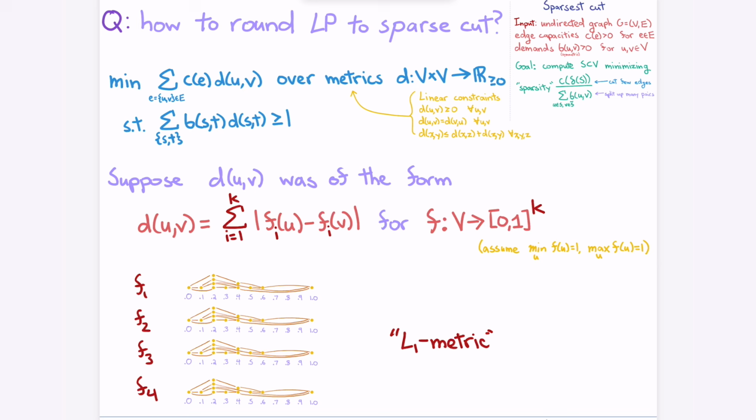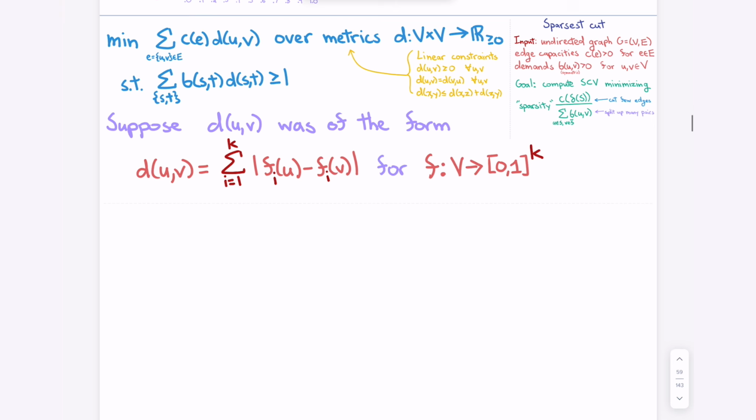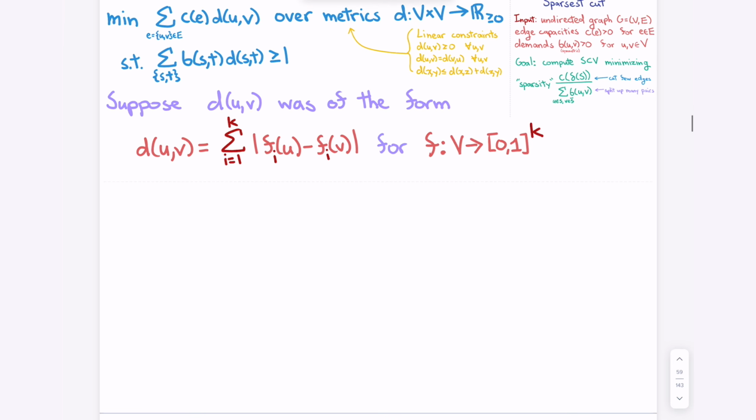Okay. Now suppose your metric was an L1 metric. Then what could you do? Put each one separately. I think ultimately that may be what we do. Okay. So let's think of it this way.